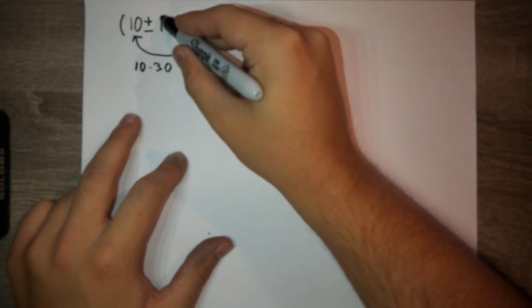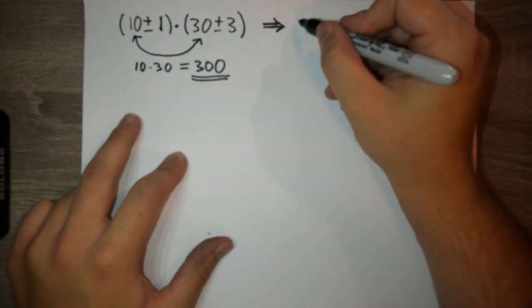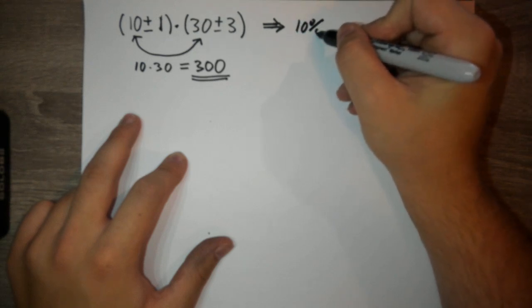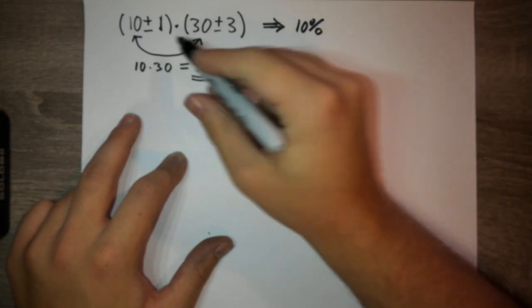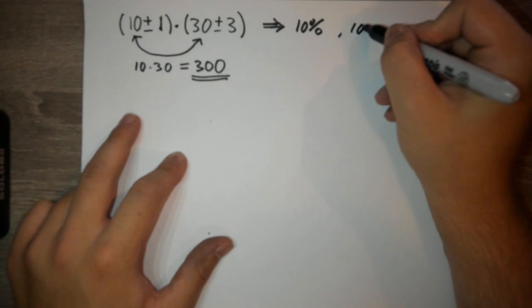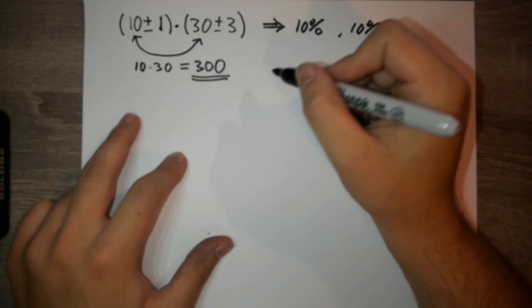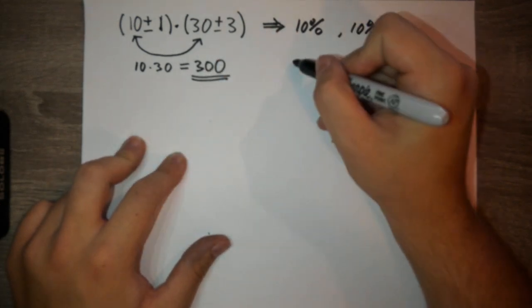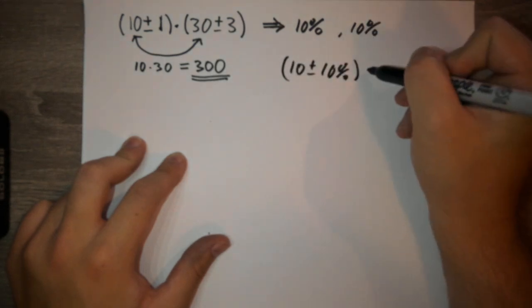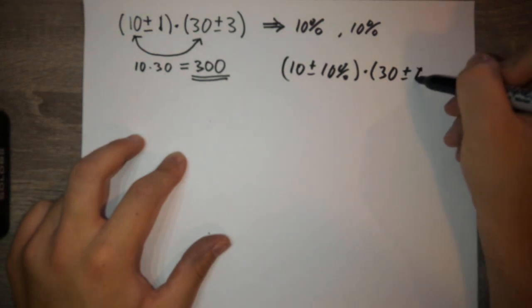But we basically take this and find it as a percentage of its value. So in the case of 10 plus or minus 1, that's a 10% uncertainty. And same with this, it's also 10%. So we have them in their relative uncertainties, and if I write it out, 10 plus or minus 10% times 30 plus or minus 10%.